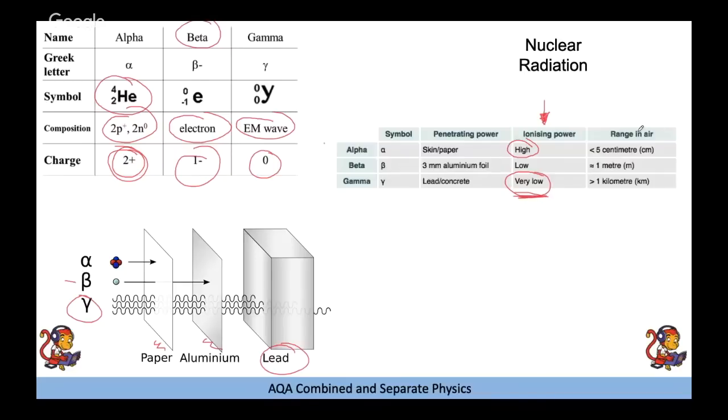So our range in air, well, less than 5 centimeters for alpha. So on the outside of your body, really quite safe. Inside of your body, awful. Range in air for gamma radiation is over kilometers.